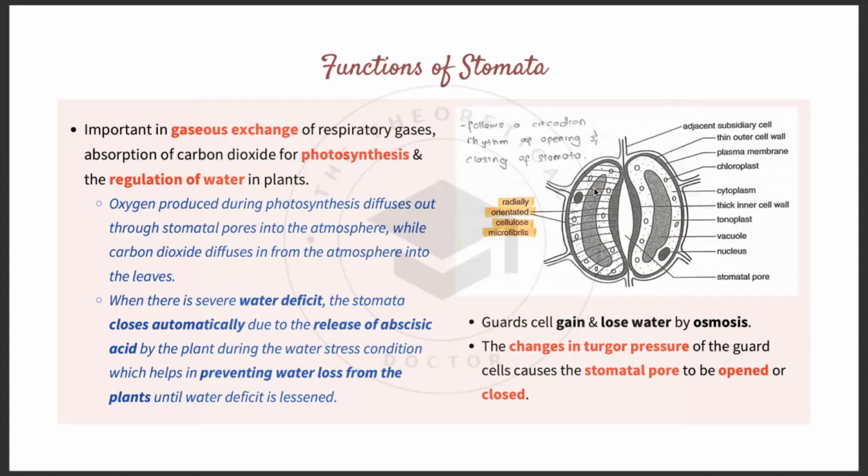The guard cells, this is the guard cell, this is the stoma. The guard cells will gain or lose water by osmosis, and this is what will trigger the changes in turgor pressure of the guard cells. When there is high turgor pressure, it will open, and if it's less, it will close. So this causes the stomatal pore to be opened or closed. And remember the structure, the inner part is thicker than the outer part.